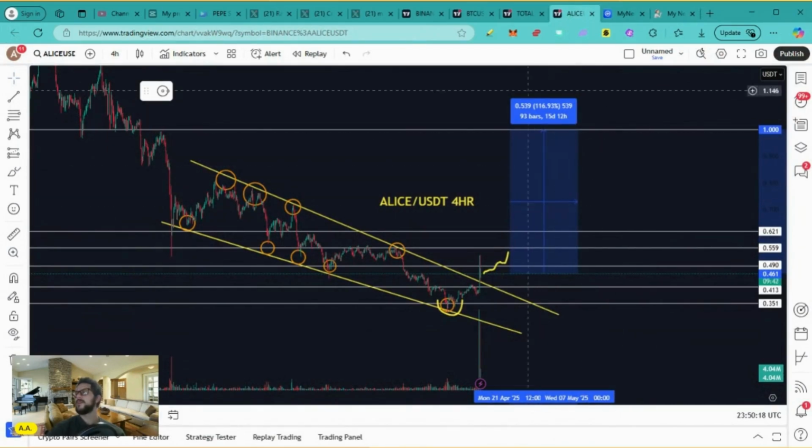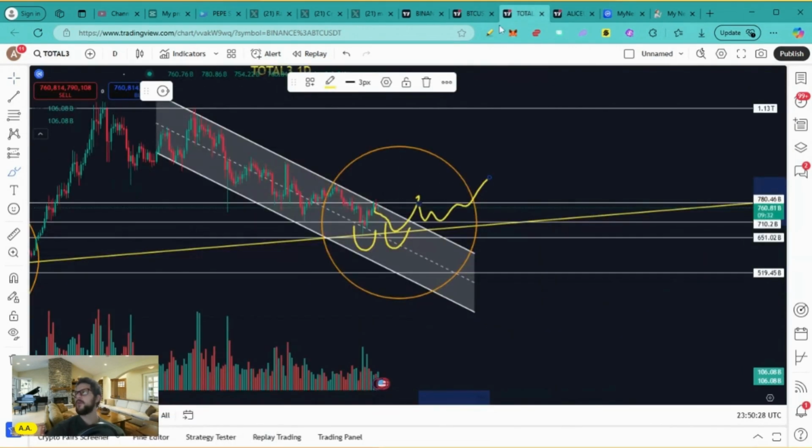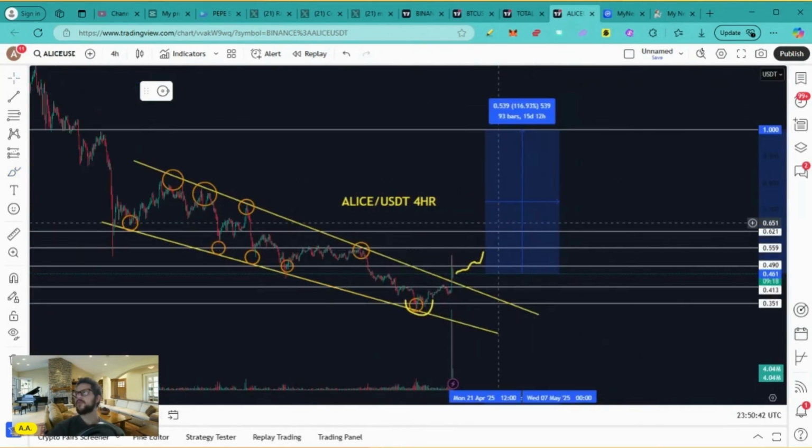All we need to see in order for this to happen is better market conditions. We want Bitcoin to break out of this downtrend. We want the Total 3 to break out of this downtrend. And the market conditions are going to be way better for these tokens like Alice to start performing as well as we want them to perform.